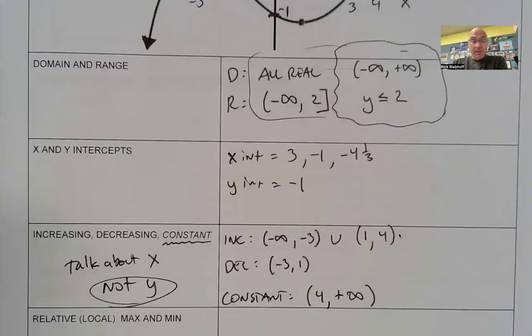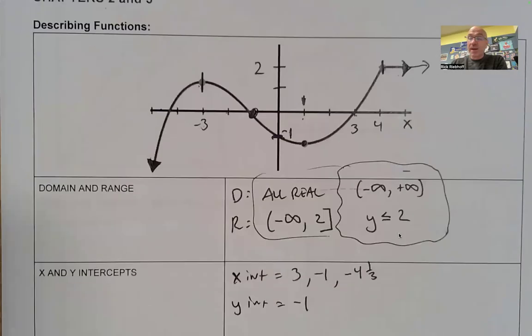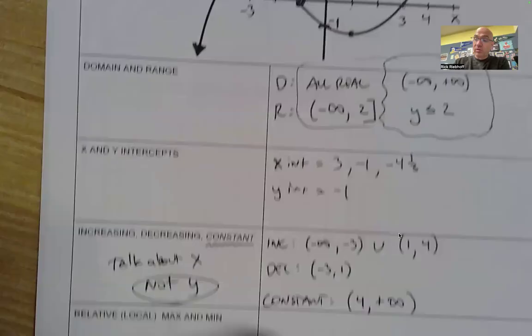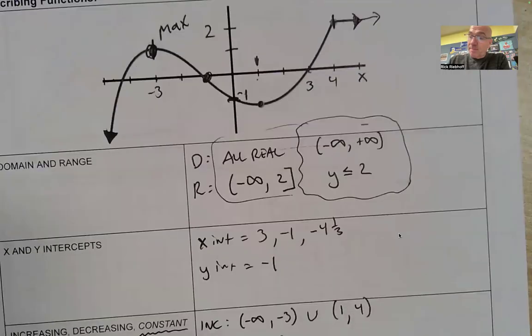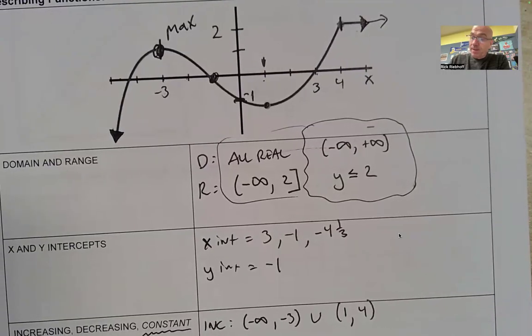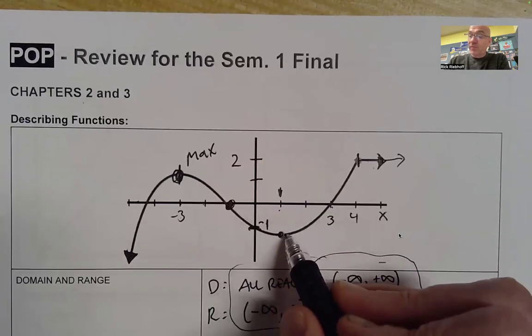Cool. All right, local mins and maxes. I've got one local min and one local max. What is this going to be right here? This is a max. So when we do local min or max, do an XY coordinate. So my max is at -3, 1. My minimum looks like it's over here at 1, -1.